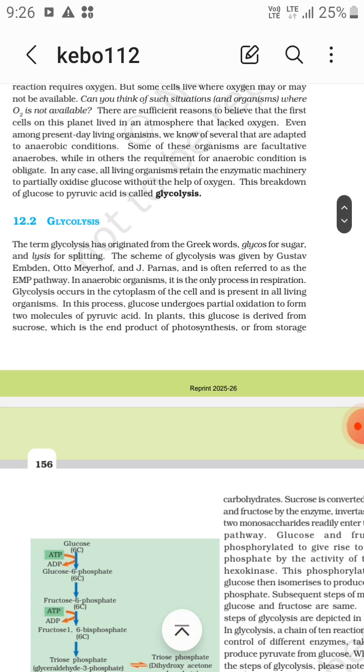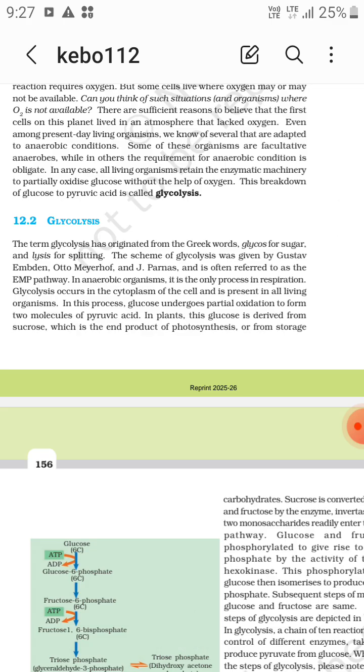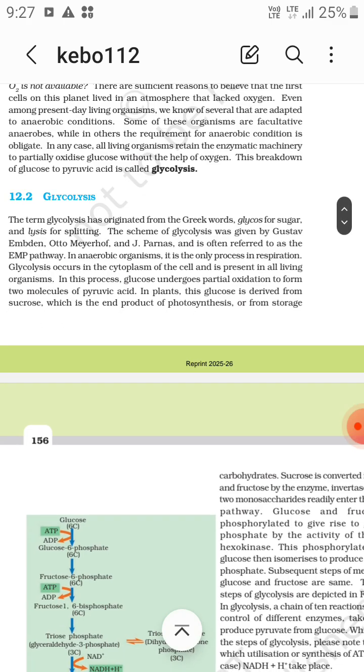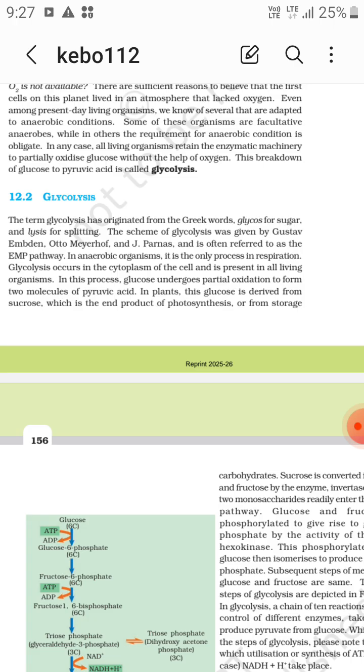Glycolysis occurs in the cytoplasm of the cell and is present in all living organisms, right? In this process, glucose undergoes partial oxidation to two molecules of pyruvic acid. In plants, this glucose is derived from sucrose, which is the end product of photosynthesis.